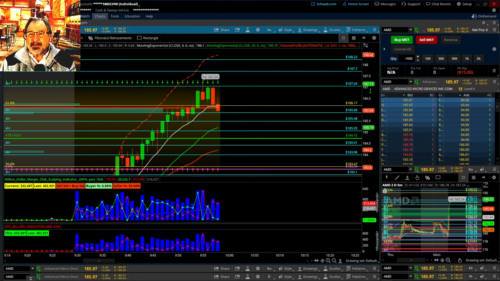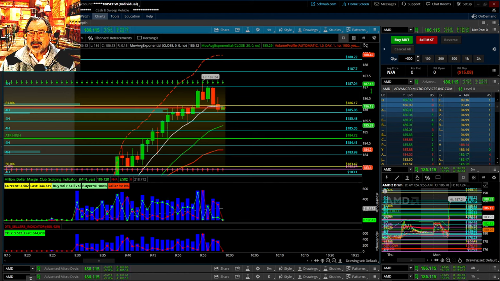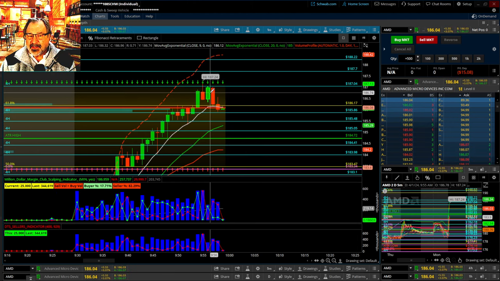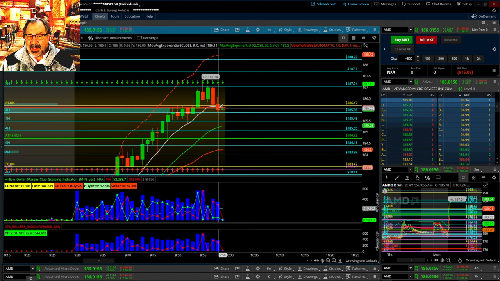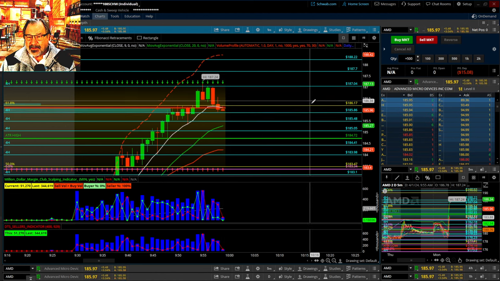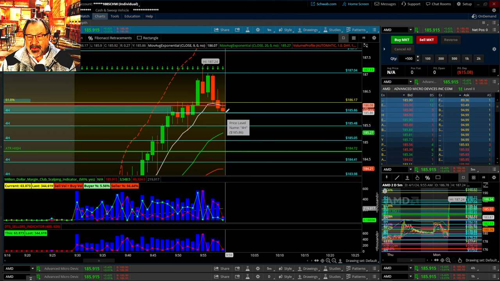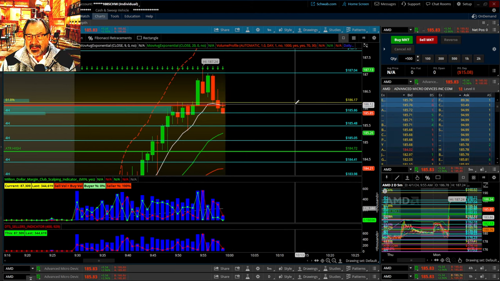Everybody ready to go? It broke through it. Now it's using it as a... So this pattern won out. The tweezer pattern won out. But now you're having sort of a spinning top here, is what they call that. And then you have more support down here. So that's at 85, 86.